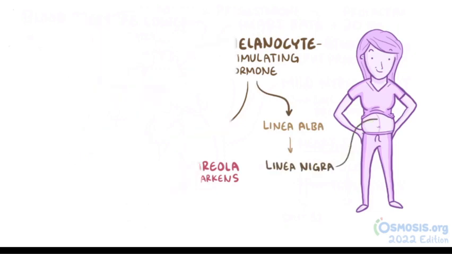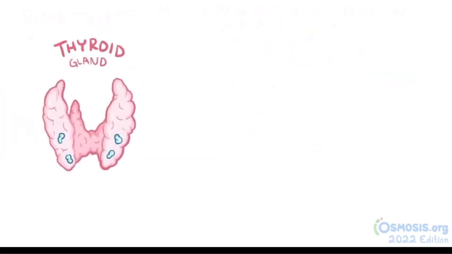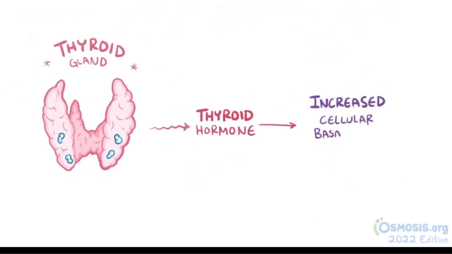Other glands that are affected by pregnancy include the thyroid gland, which churns out more thyroid hormone to increase the cellular basal metabolic rate in order to meet the demands of the pregnancy.